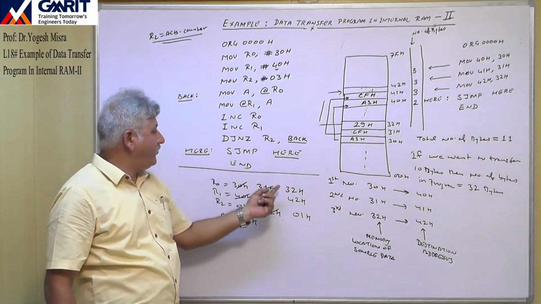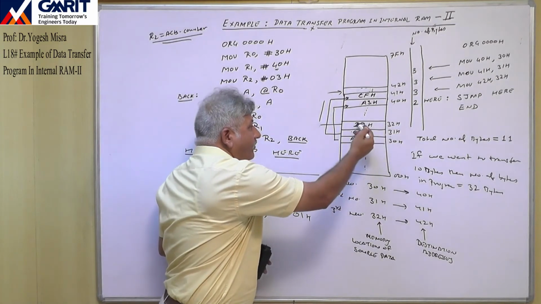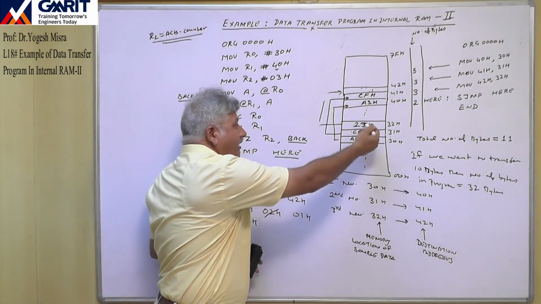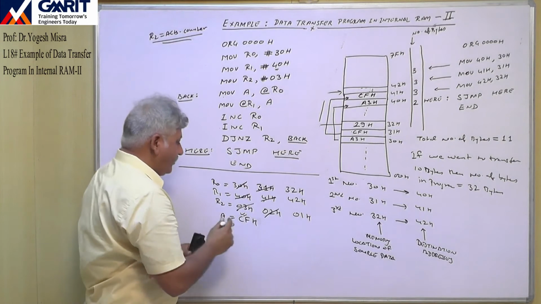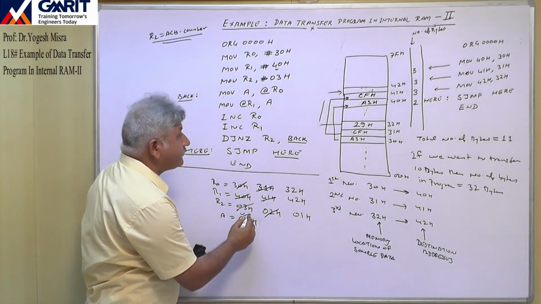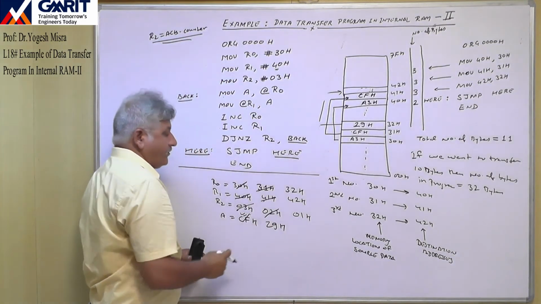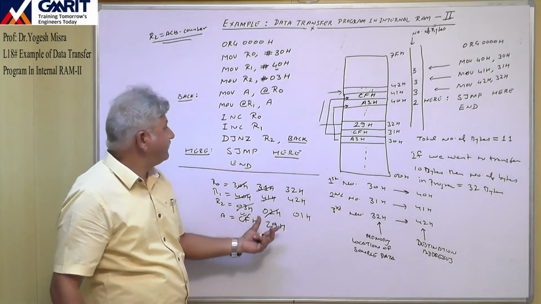So in R0 we have 32H. At 32H we have 29H data. So this data will be moved to the A register. So in the A register, now we have 29H.